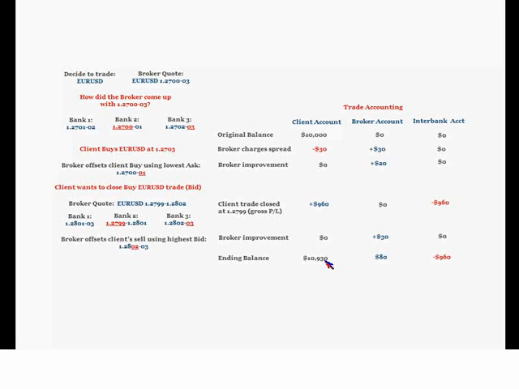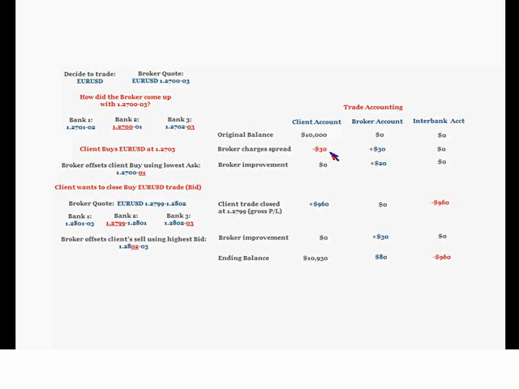The difference is, though, that they will do so at a better price than you will. Not only are they going to get the spread, but they're most likely going to get a price improvement over the price that they quoted you. So that's what is reflected here on the original balance. Let's say you start with $10,000. The broker charges you the spread for the round trip. That's when you buy and you sell the trade. So minus $30 from your account.